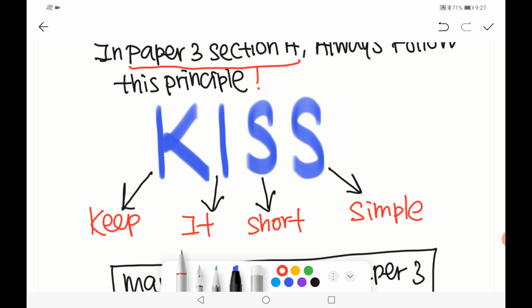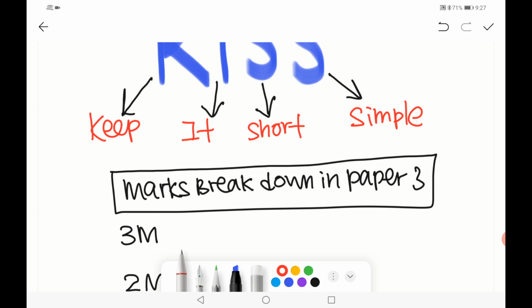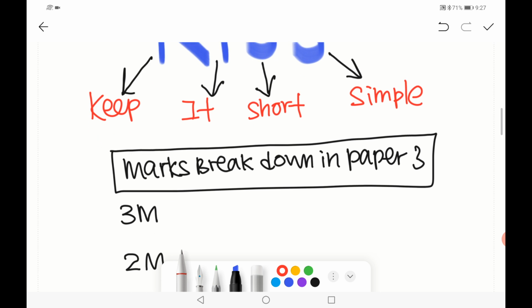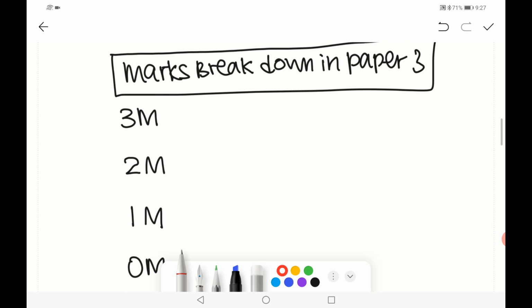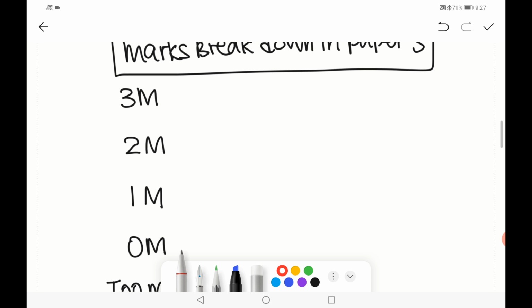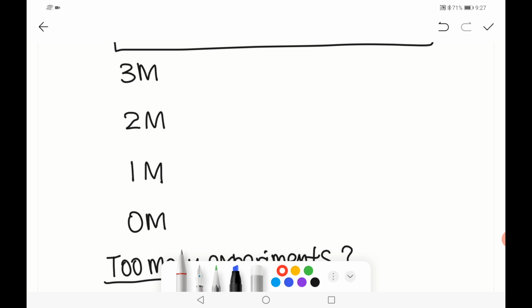Write a super long answer? No need. Keeping your answer short and simple will do. Let me tell you how they give you the marks for paper 3. We have 4 possible marks that you can get in paper 3, which is 3 marks, the full marks, 2 marks, 1 mark, and 0.